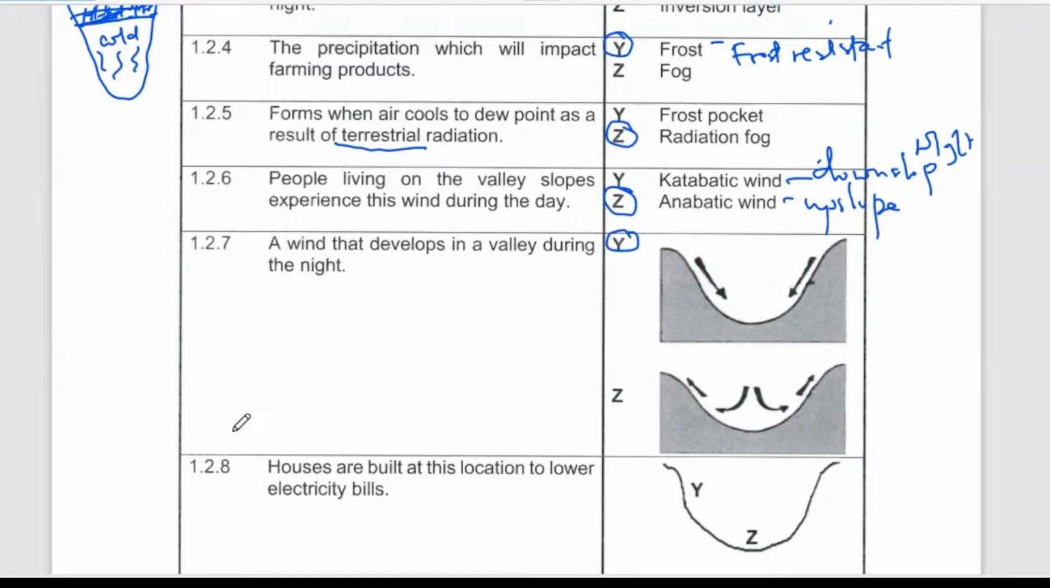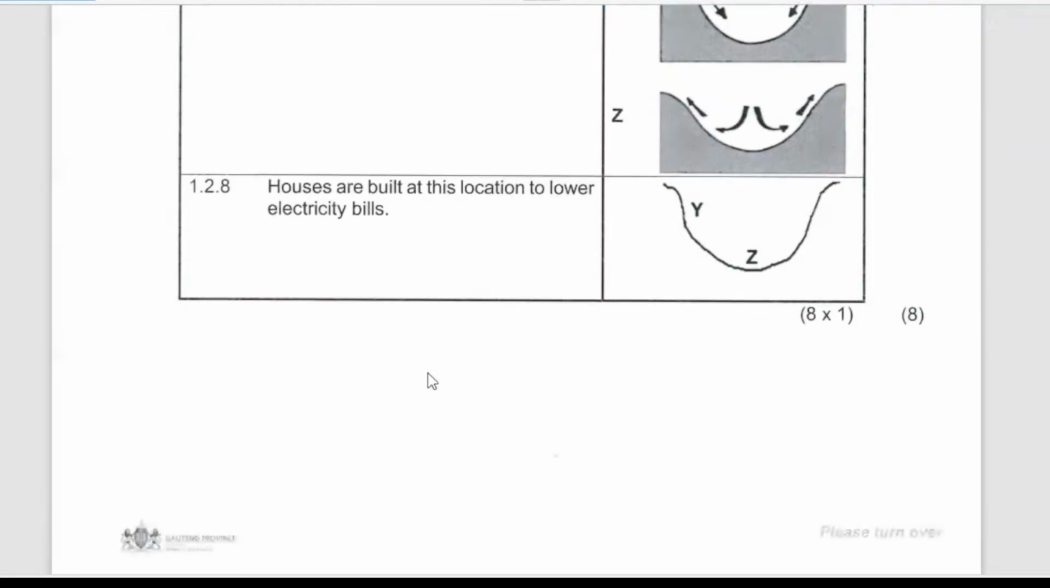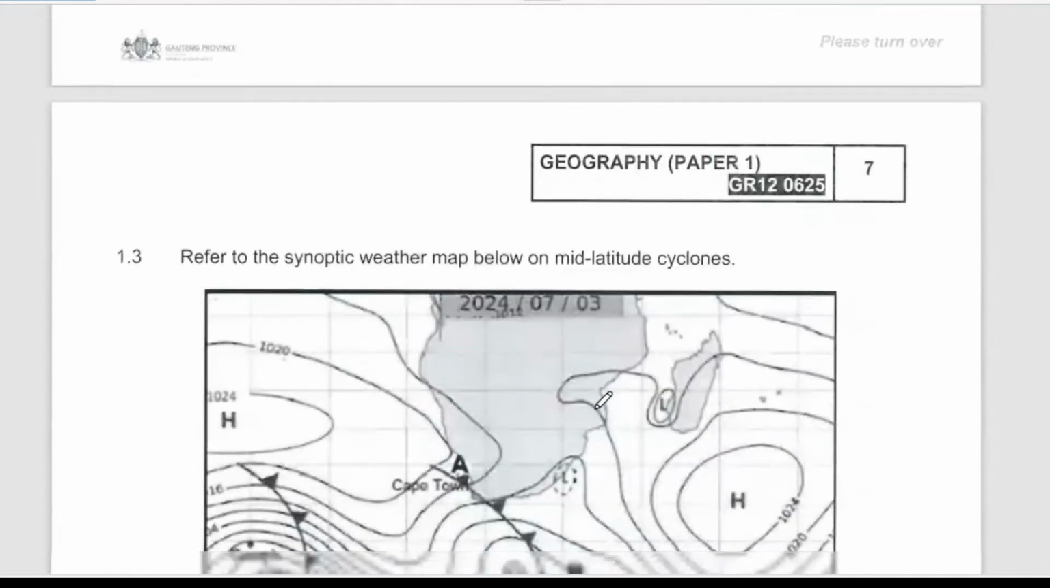Right. Moving on to the next question, houses are built at this location to lower electricity bills. Is it Z or Y? Z is in the valley floor. That is where we experience frost pockets during excessively cold winter nights. And ultimately, they cannot reduce electricity bills because we need heating because of excessively cold temperatures in the valley. This is where the thermal belt exists around area Y and is the warmer part of the slope. So the correct response is Y for number 128. Right, moving on to the next question.